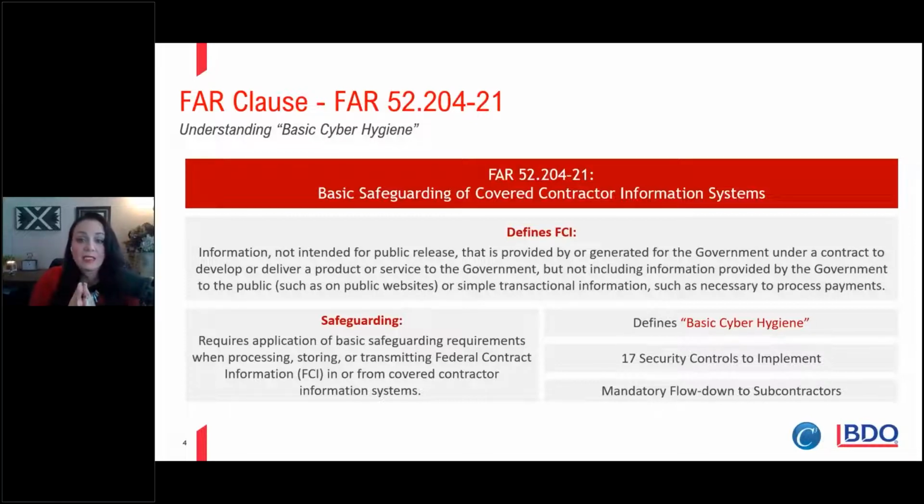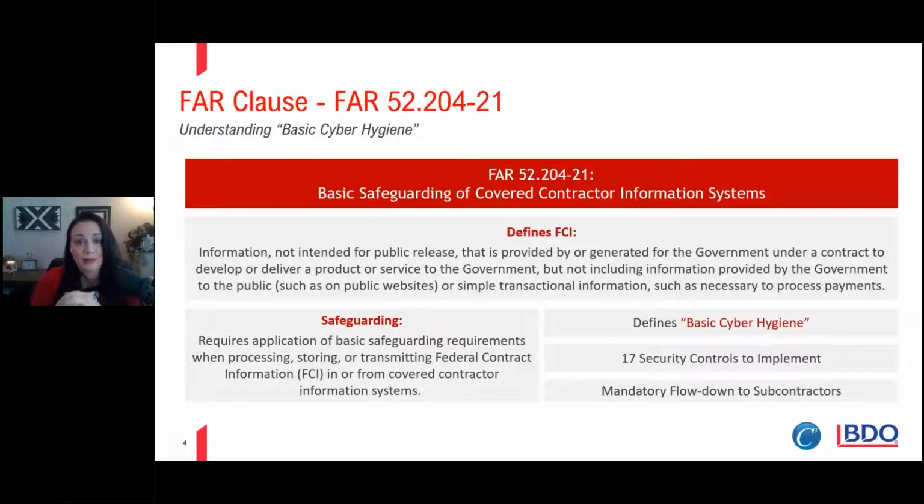Now, it is important to note a few different things about this. First and foremost, the definition of FCI. The formal definition is information not intended for public release that is provided by or generated for, so there are two prongs to that. The government gives it to you, or you generate it and give it to the government under a contract to deliver or develop a product or service to the government, but not including information provided by the government to the public, such as on public websites.